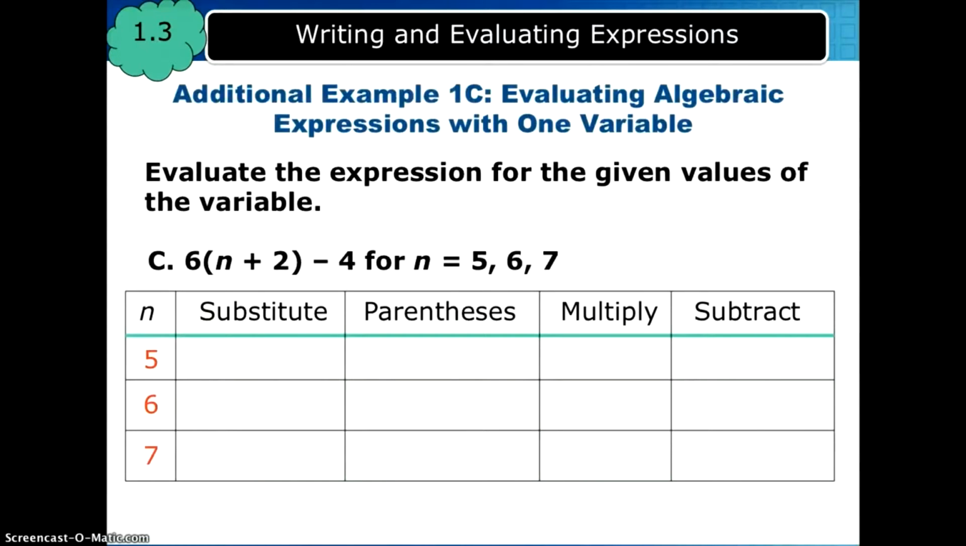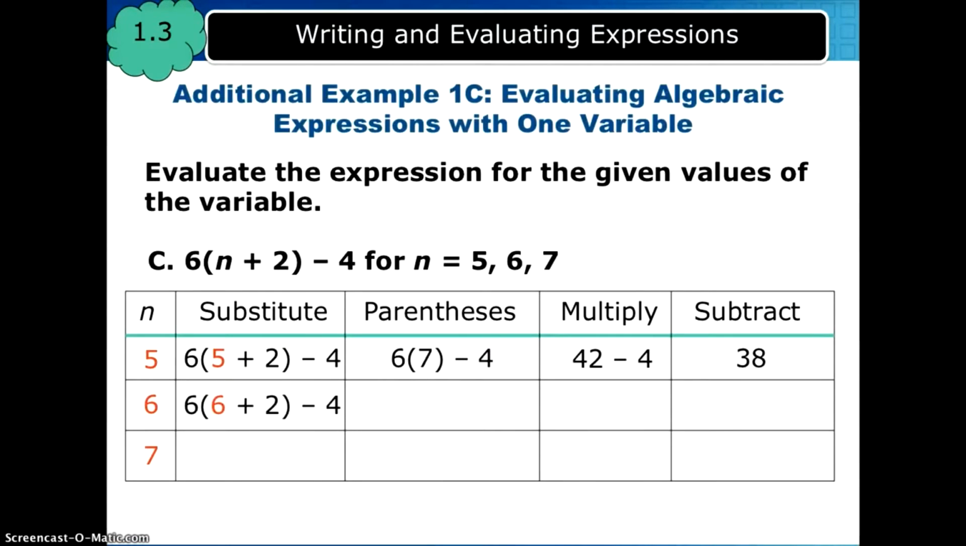Copy down this chart and the example C. So we're going to evaluate the expression for the given values of the variable. So there are 3 different answers that we're going to get. So for n equaling 5 in the chart, we're going to substitute first. So we're substituting 5 in for n. We're going to do order of operations, so we have to do the parentheses first. 5 plus 2 is 7. Order of operations tells us we have to multiply, so 6 times 7 is 42, and then we're going to subtract to get 38.